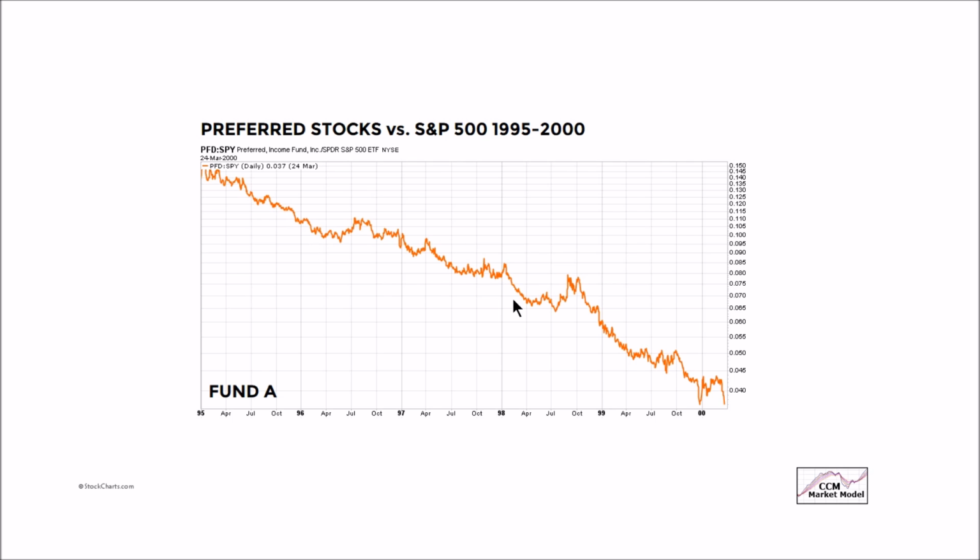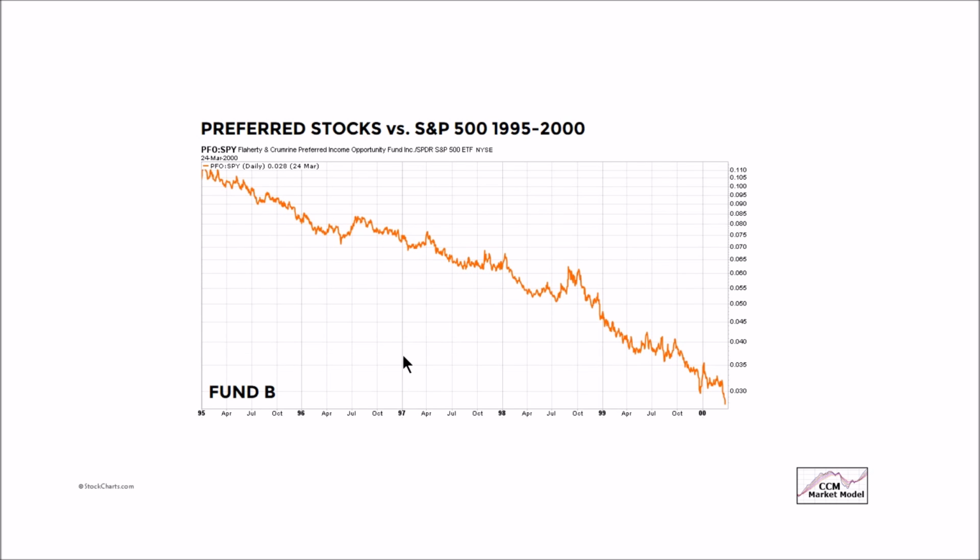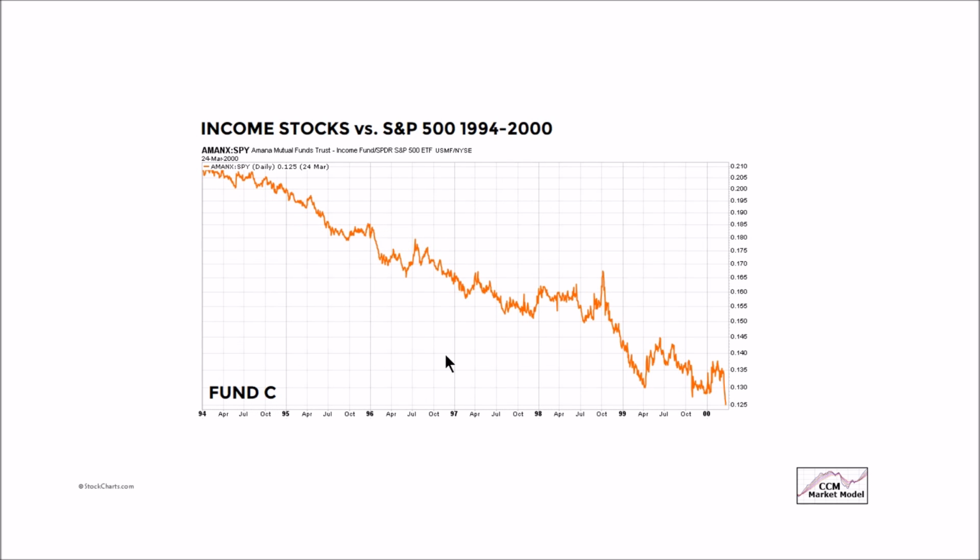You're swimming against the current in income investments here. Another preferred fund, similar situation, expending a lot of energy, not taking the path of least resistance in income here. How about large cap blue chip dividend payers? This is a mutual fund here. Similar situation. It doesn't mean it didn't make money. It just means it significantly underperformed.